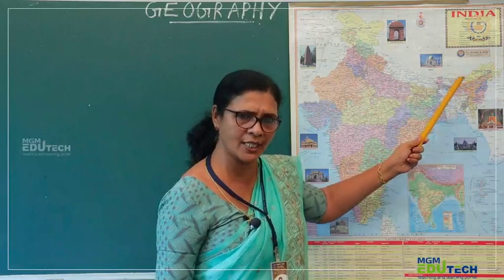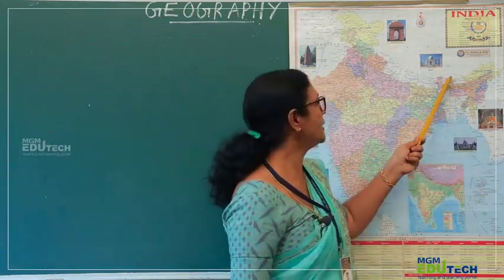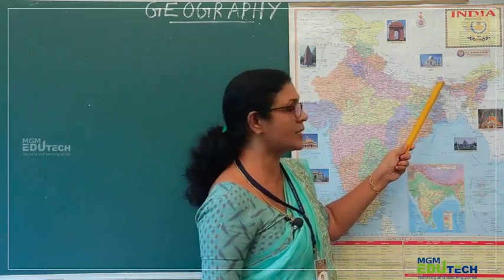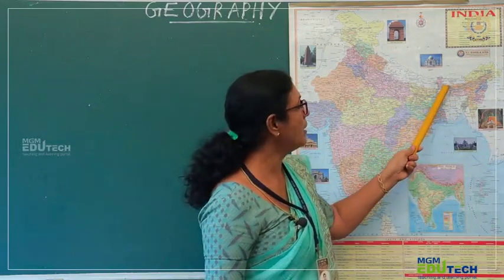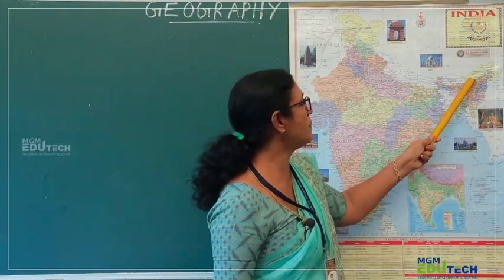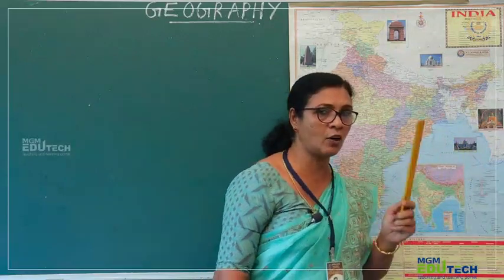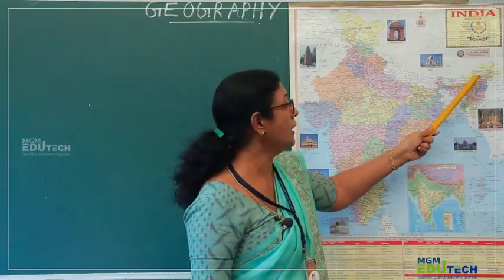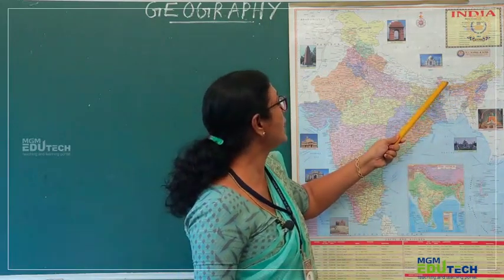Now let us go to the next neighboring country, Bhutan. Bhutan shares its boundary with Sikkim. This is a very small state of India. Then again with West Bengal. West Bengal shares boundary with Bhutan. Then we have Arunachal Pradesh, then Assam. So which are the states that share common frontiers, common boundary with Bhutan? We have Arunachal Pradesh, Assam, West Bengal and Sikkim.